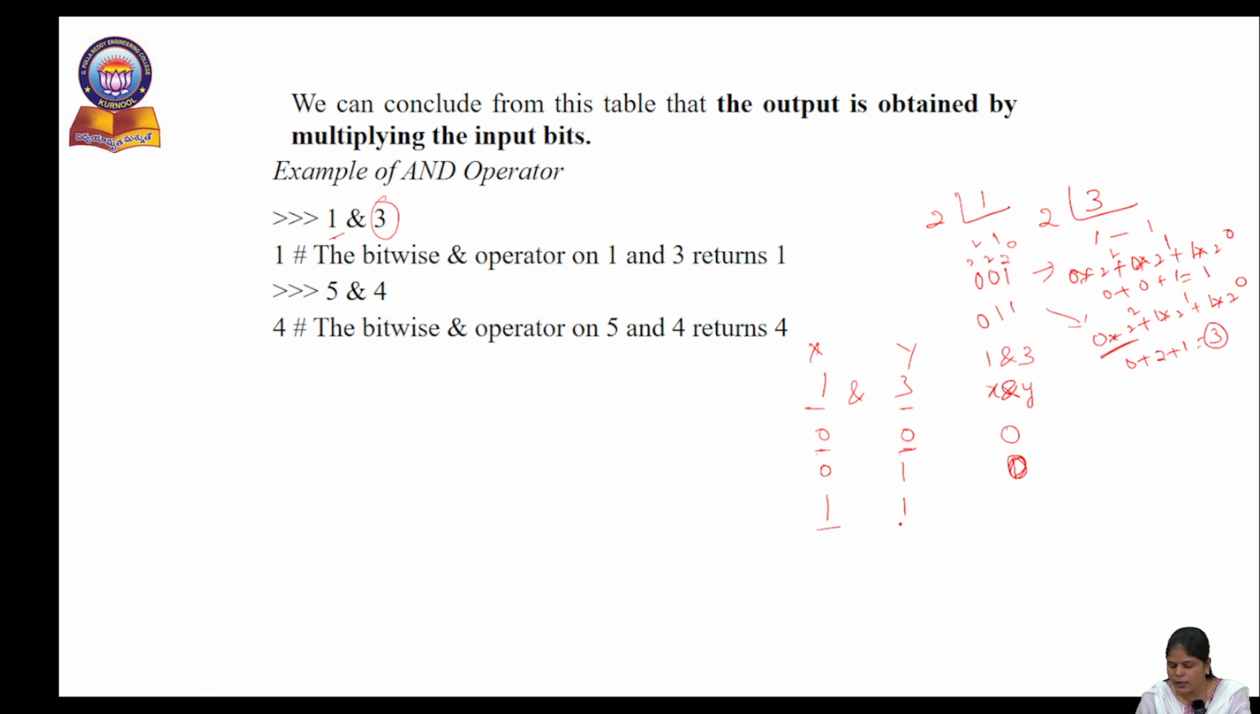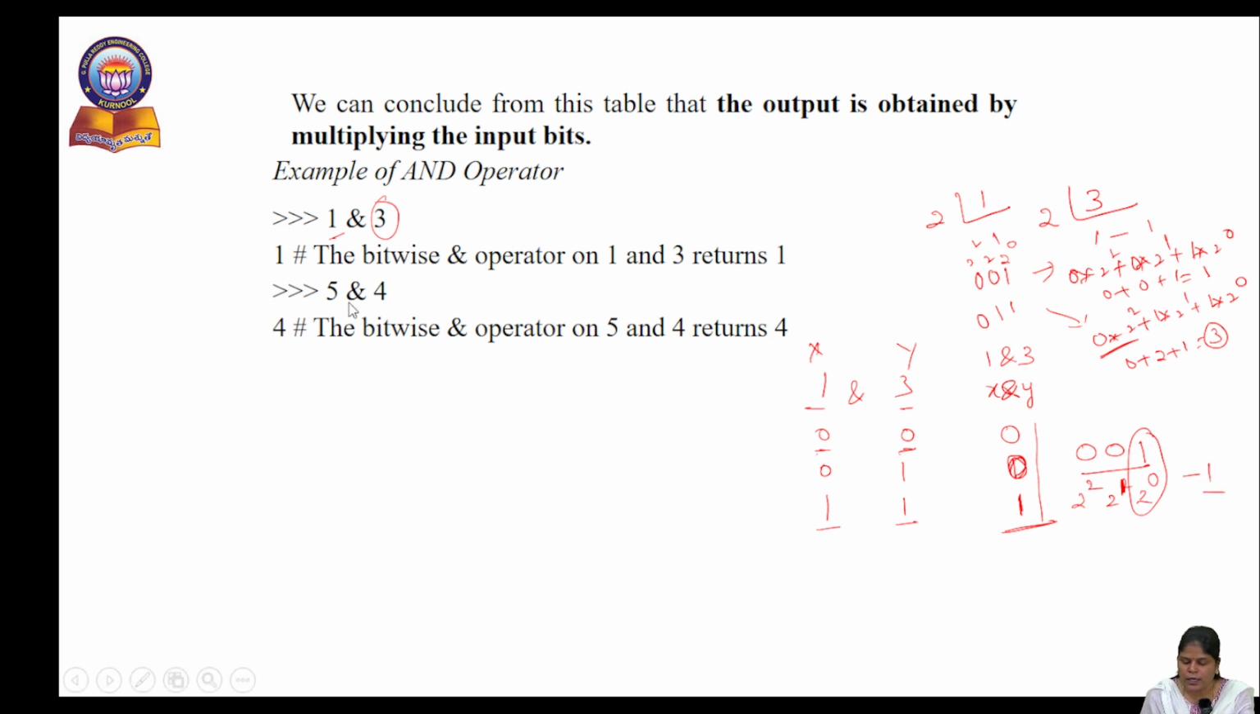So this is 1 and 1. What I will be getting as output is 1. So this is the output which I got. If you take 0 0 1, that is 2 power of 2, sorry, 2 power of 1 and 2 power of 0. So the output is 1.